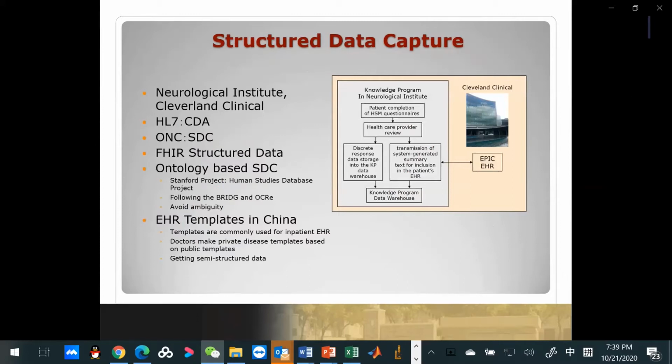Many scholars are working hard to explore ways to obtain high-quality structured data. The Neurological Institute of Cleveland Clinic made a lot of medical record forms and asked doctors, nurses, and patients to fill in the forms, which takes a lot of time but can obtain high-quality structured data. This is not feasible in China because Chinese doctors are very busy and cannot get help from nurses.